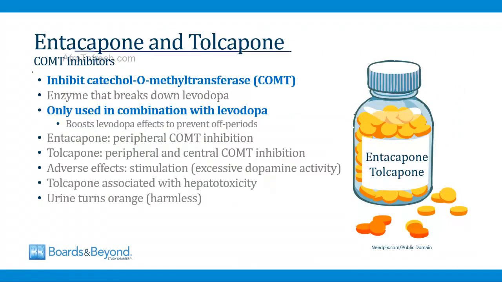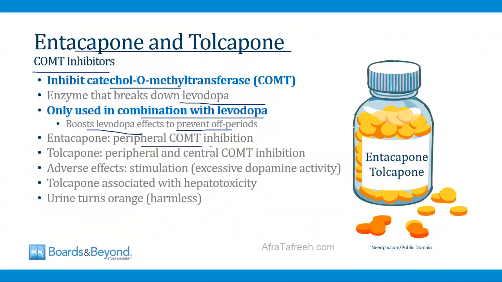Entacapone and tolcapone are COMT inhibitors. COMT stands for catechol-O-methyltransferase, and this is an enzyme in the body that breaks down levodopa and limits its effects. These drugs are only used in combination with levodopa, and the reason is because the idea of these 2 drugs is to boost levodopa effects and allow levodopa to last longer and therefore prevent the off periods in patients having the on-off phenomena. These drugs are levodopa boosters that you can give to people having problems from the off phenomena.